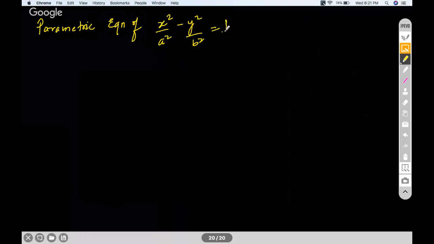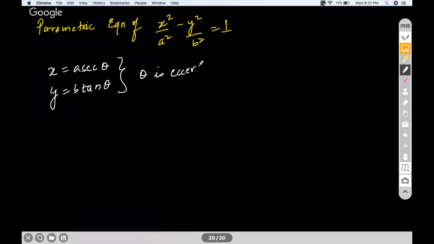Next is the parametric equation of a hyperbola. Parametric equation of a hyperbola x square by a square minus y square by b square equal to 1. Normally we represent the parametric equation of a hyperbola as x equal to a sec theta and y equal to b tan theta, right? Where theta is a parameter which is also called the eccentric angle. Theta is called the eccentric angle. It actually behaves as a parameter.